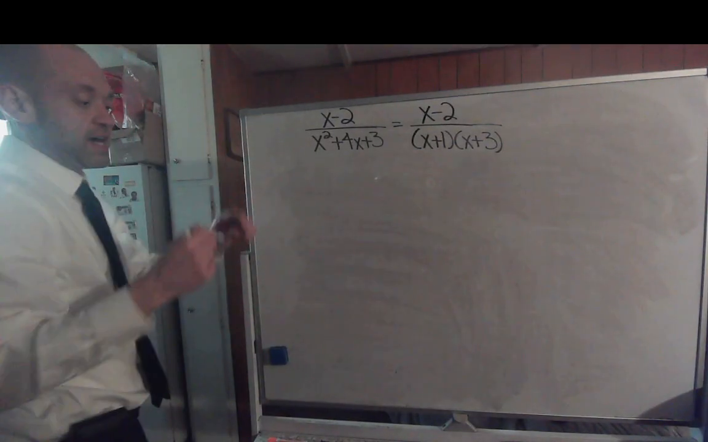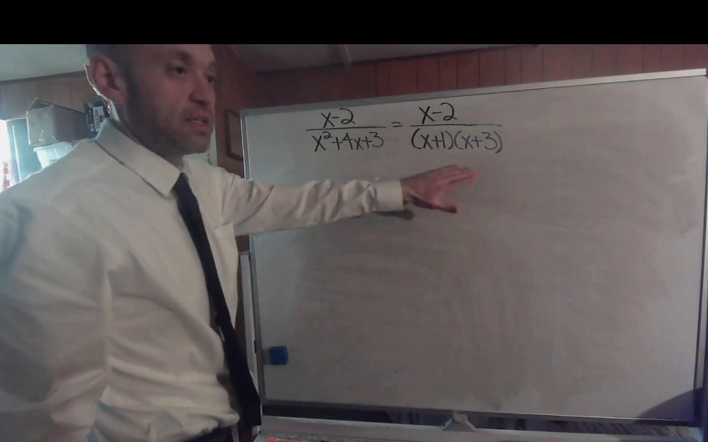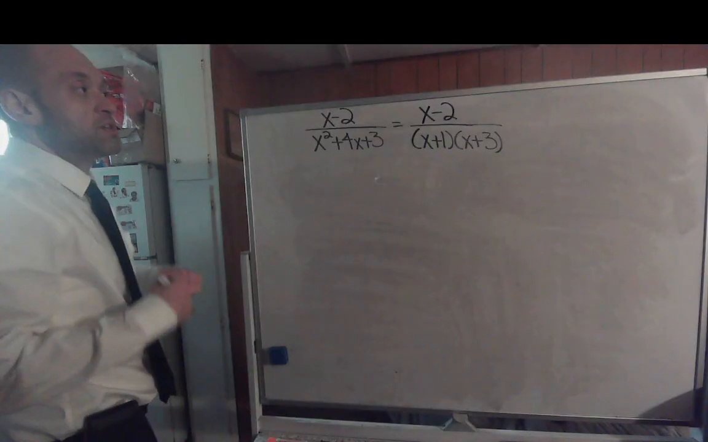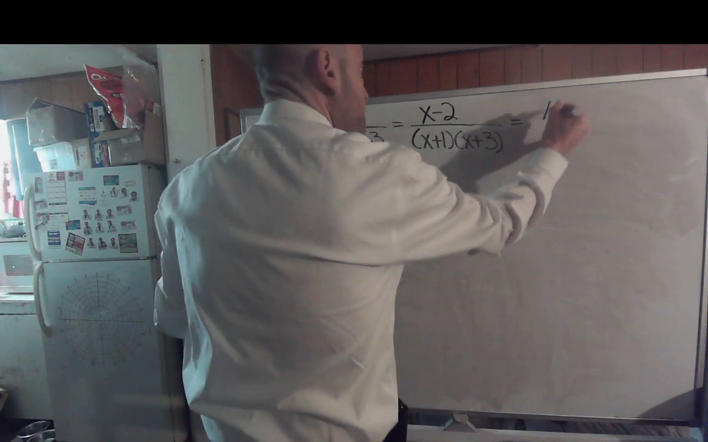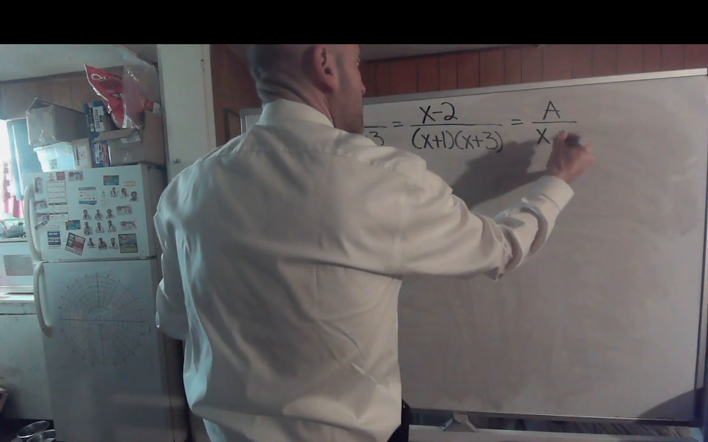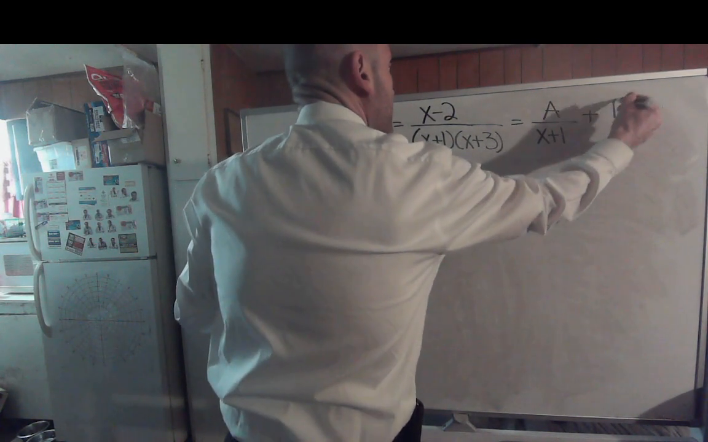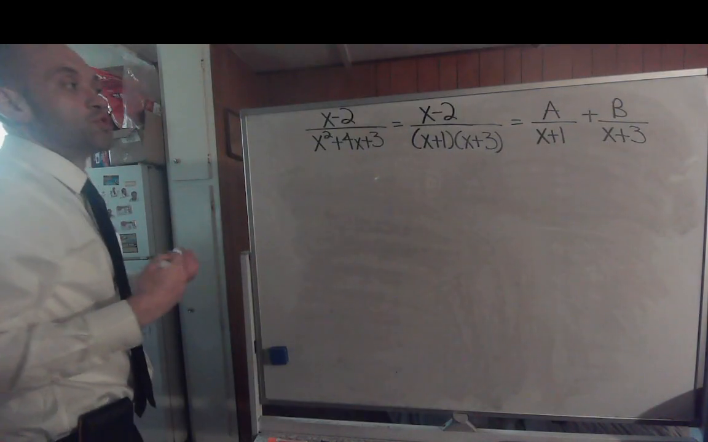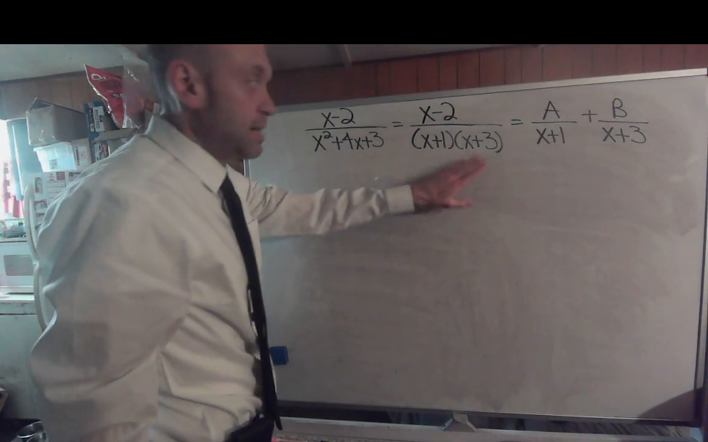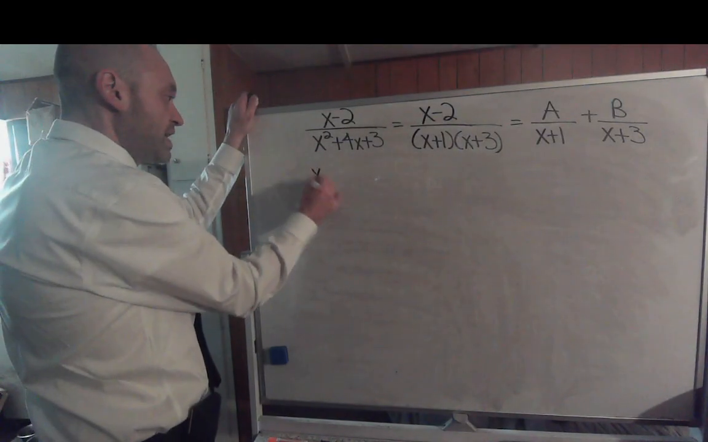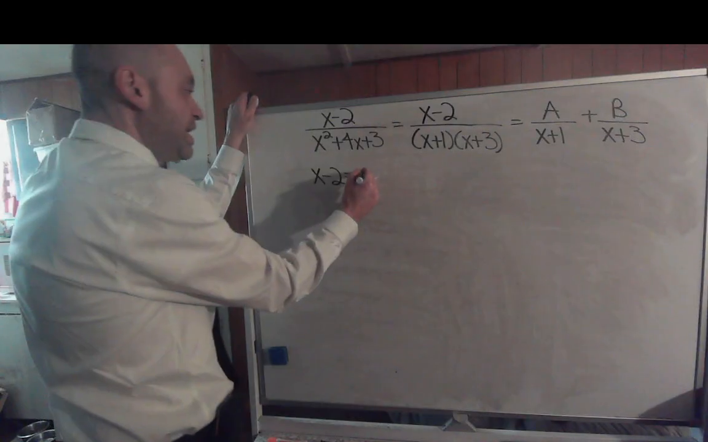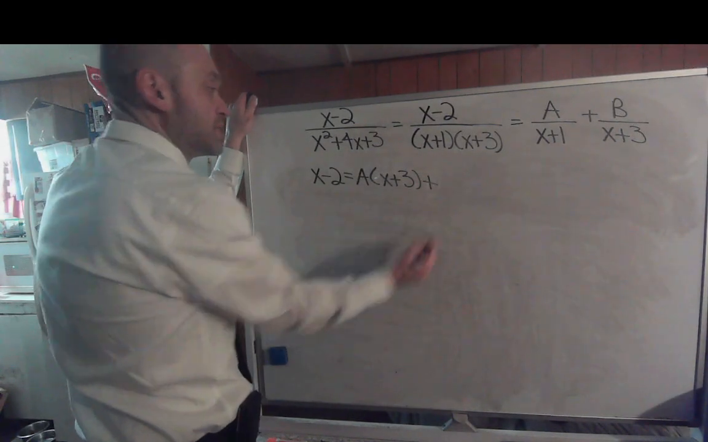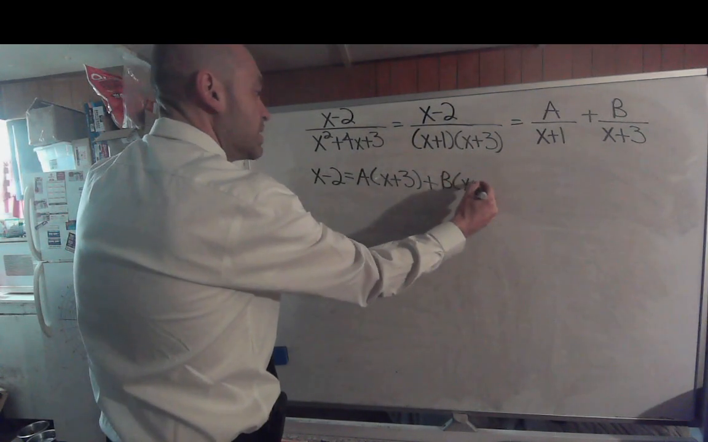That was an easy factorization, and again, you have two non-repeated linear factors where the degree of the numerator is less than the denominator. So this will break down into A over x plus 1 plus B over x plus 3. Now, of course, you'll multiply both sides by your common denominator. If you do that, you'll be left with x minus 2 is equal to A times x plus 3 plus B times x plus 1.